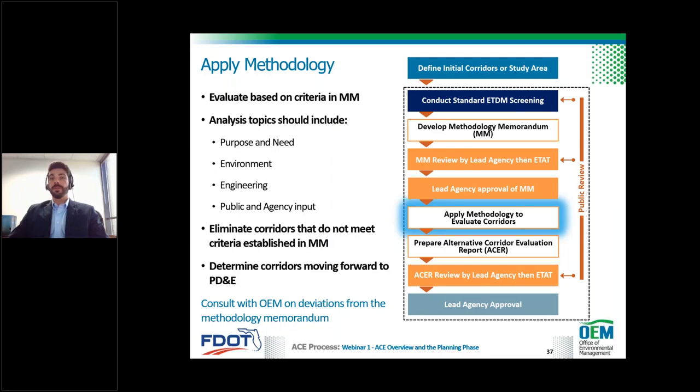Now, it is possible that you'll conduct the analysis and find that the results are not making sense and you need to deviate from the methodology. Any changes to the methodology must be consulted with the lead agency, and this may require a revised methodology memorandum that is rescreened. At the end of the analysis, you'll have the refined study area or corridors that you'll take to the next step of the project, which could be the PD&E phase.